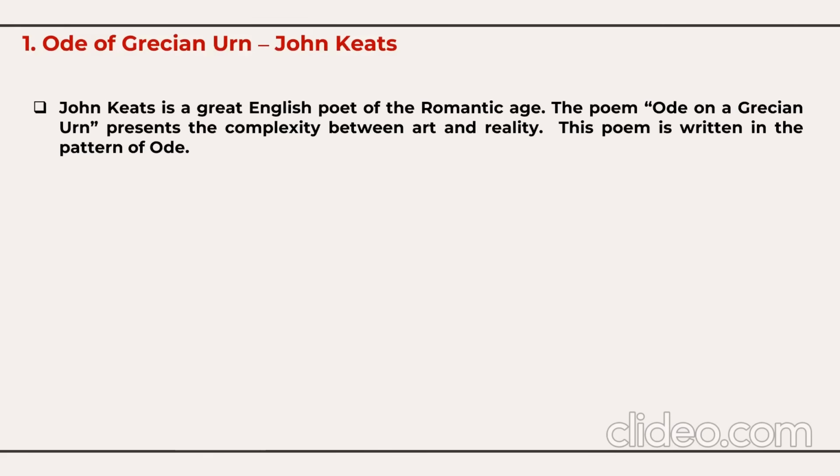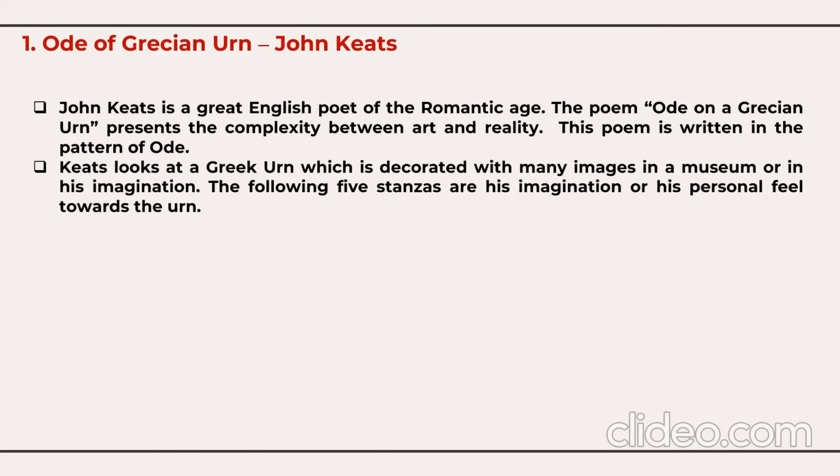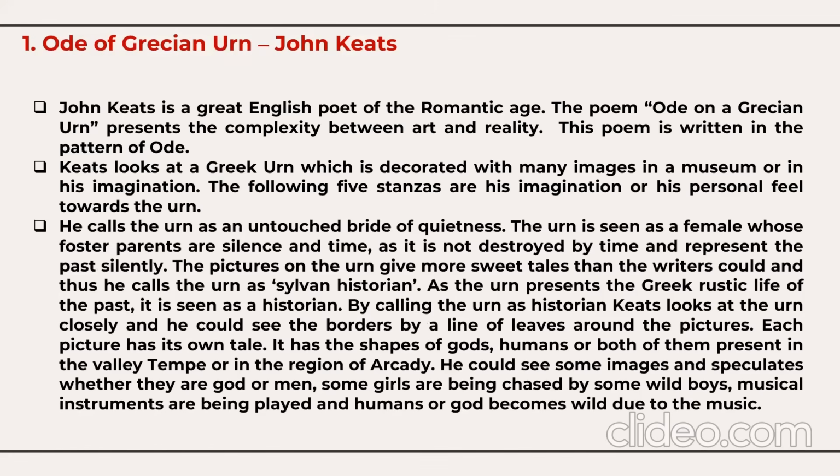This poem is written in the form of an ode. Keats looks at a Grecian urn decorated with many images, in a museum or in his imagination. So the following 5 stanzas are his imagination or his personal feelings towards the urn. He calls the urn an unravished bride of quietness. The urn is seen as a female whose foster parents are silence and time, because it is not destroyed by time. It represents the past very silently.